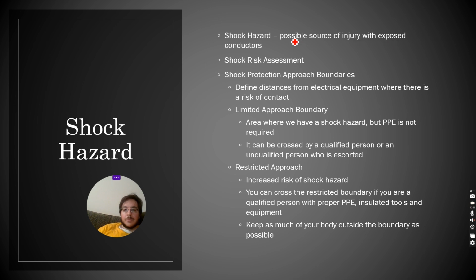Now we also have what we call a shock hazard. A shock hazard is just an electric shock. Again, if I have my panel, we can do a shock risk assessment and then figure out the distance where somebody could get an electric shock, and we've got two boundaries. The first one is the restricted approach boundary. At the restricted approach boundary, we've got a high risk of shock, and you can come near the boundary if you're qualified and you have PPE and insulated tools. But keep as much of your body as possible outside the boundary.